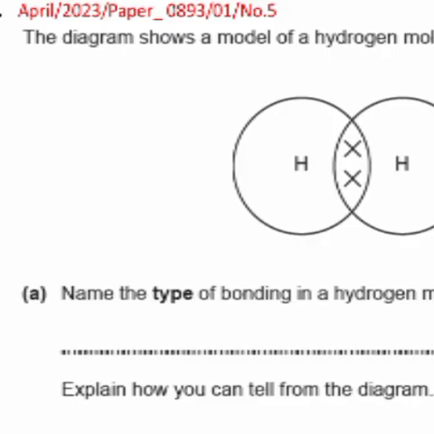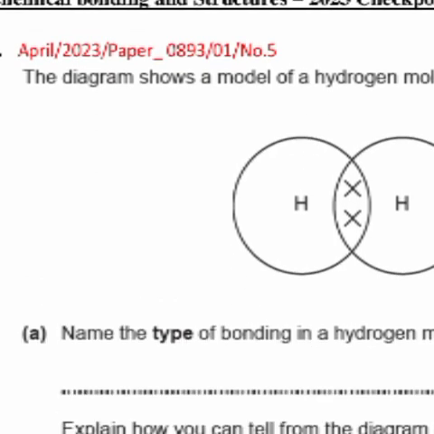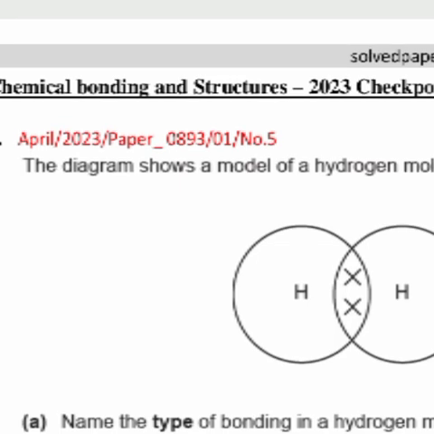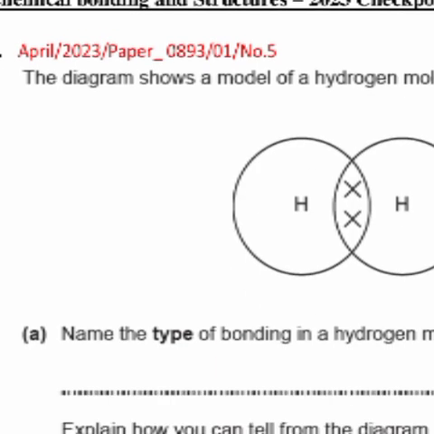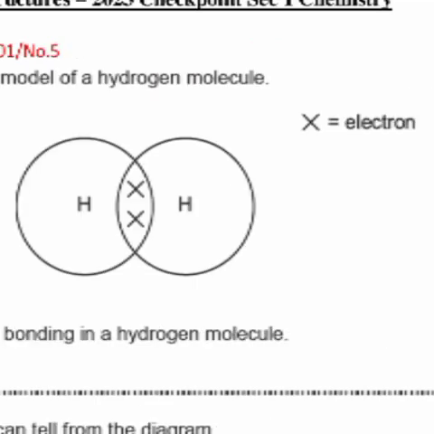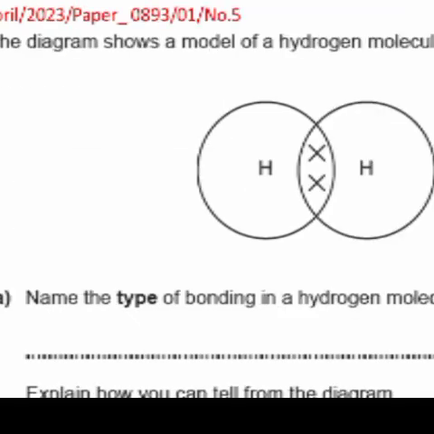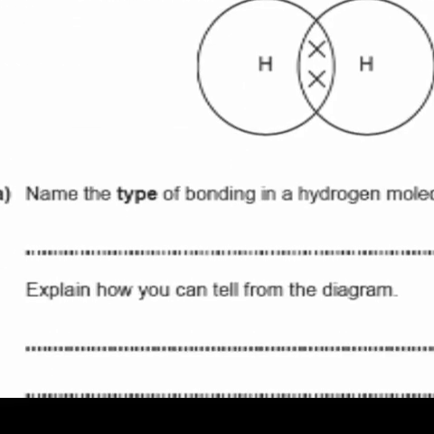Welcome back. Now let's take some questions on the topic that I have just treated, ionic and covalent bonds. This is a Checkpoint examination question from April 2023. Question 1 says, the diagram shows a model of a hydrogen molecule where X represents an electron. Name the type of bonding in a hydrogen molecule. The bonding here is covalent bonding.